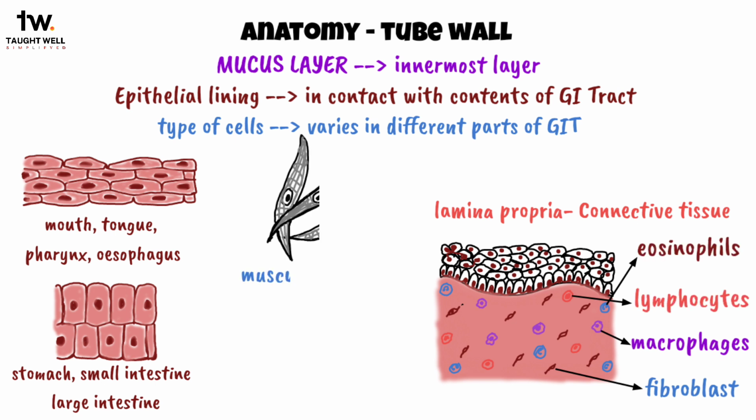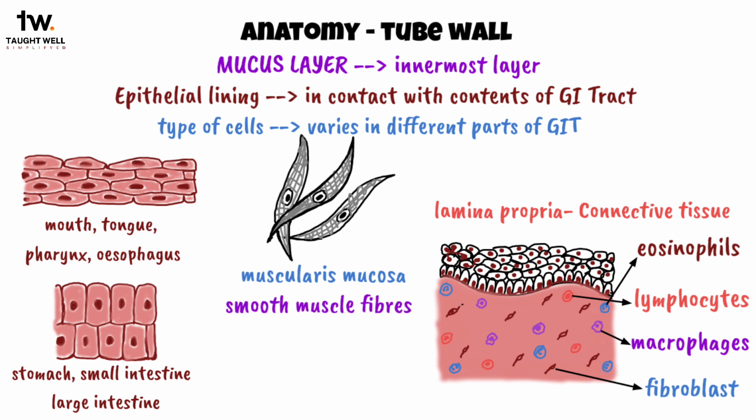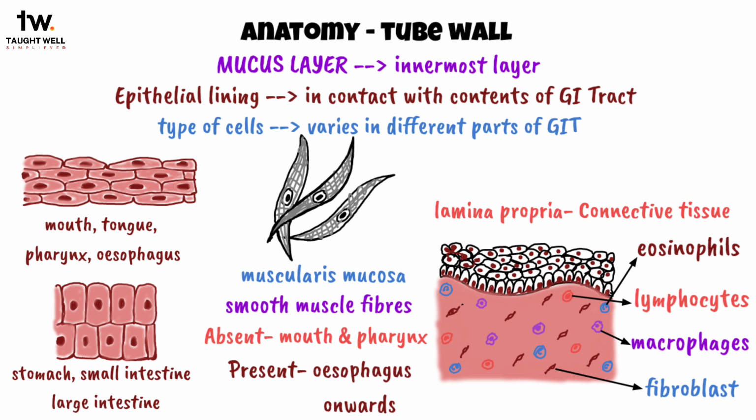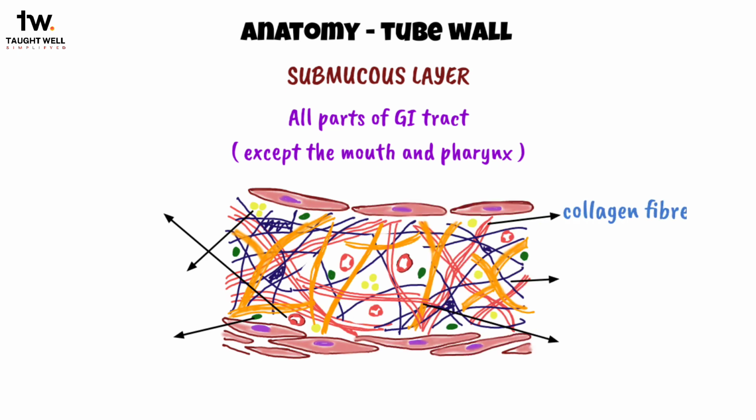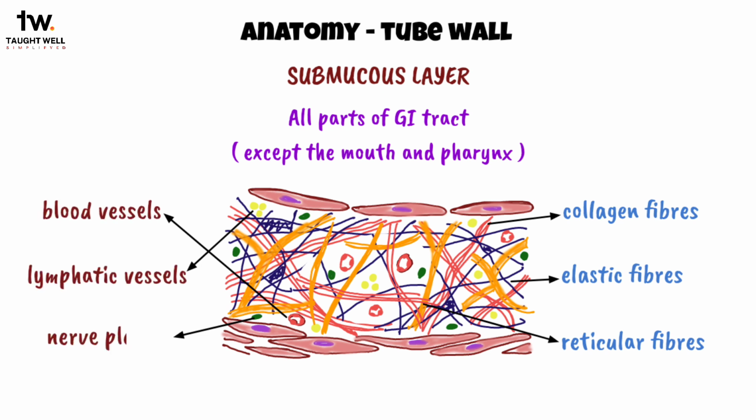The muscularis mucosa layer consists of a thin layer of smooth muscle fibers. It is absent in mouth and pharynx. It is present from esophagus onwards. Let's talk about the submucous layer now. It is also present in all parts of the GI tract except the mouth and pharynx. It contains loose collagen fibers, elastic fibers, reticular fibers, and a few cells of connective tissue. Blood vessels, lymphatic vessels, and nerve plexuses are present in this layer.